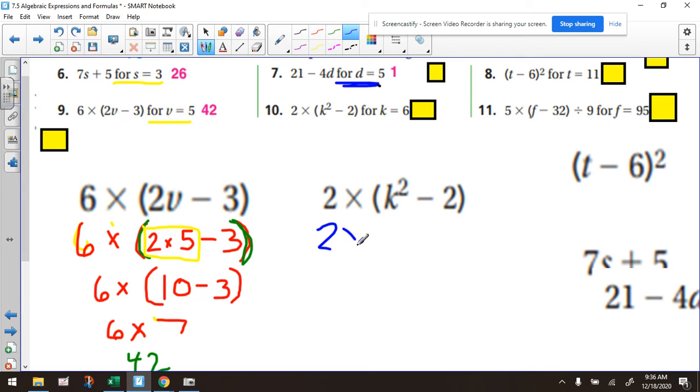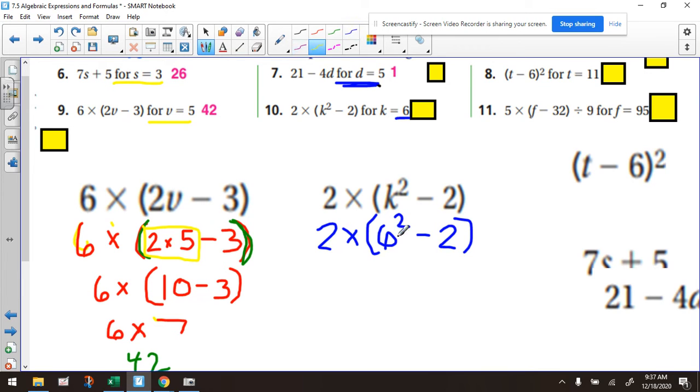2 times, substituting in a 6 for k, and we have to square that, minus 2. All right, so we have a set of parentheses again, and we have 2 operations within the parentheses. We have squaring, and we have subtraction. In other words, an exponent, and we have subtraction.